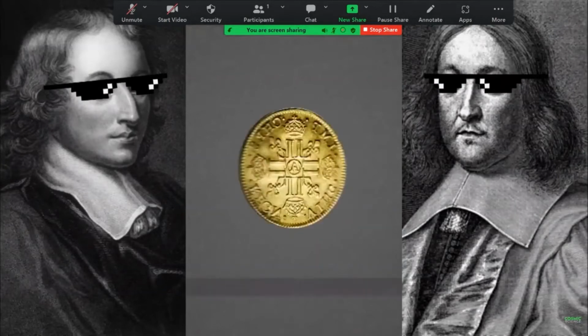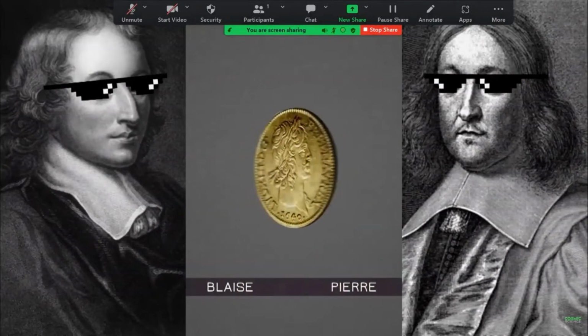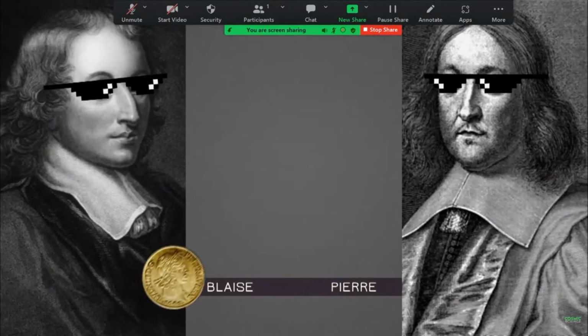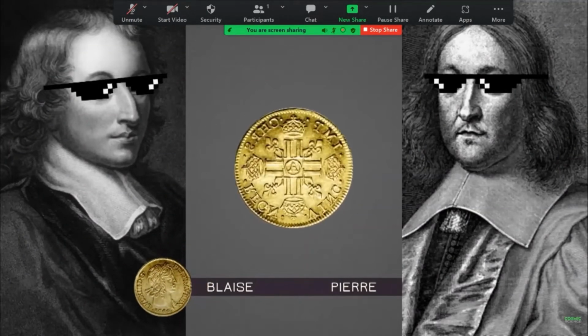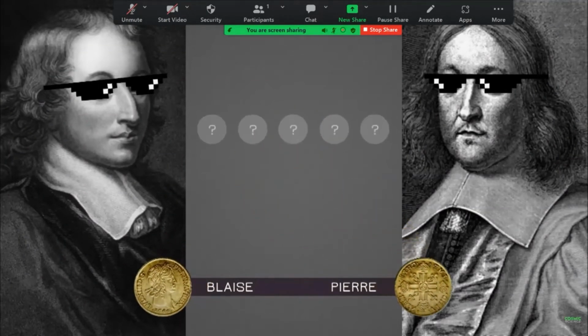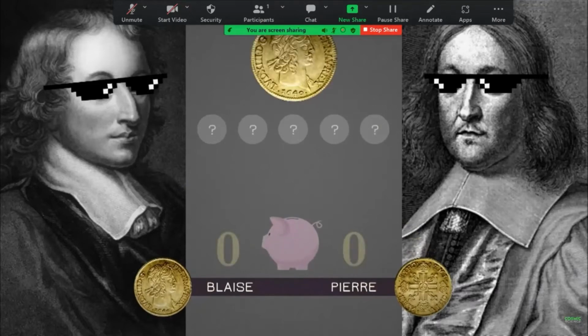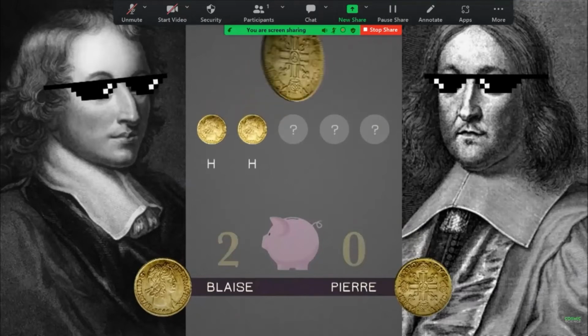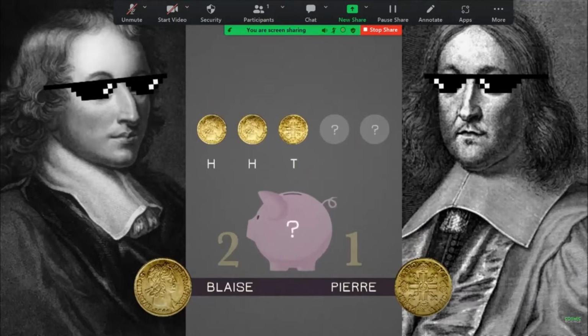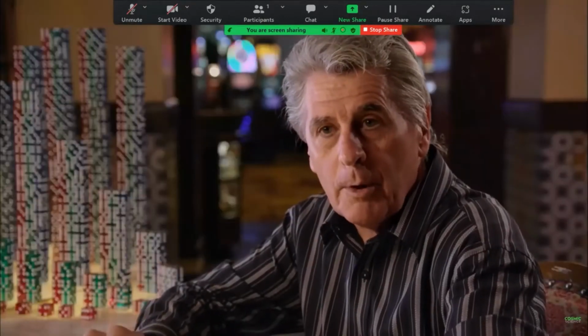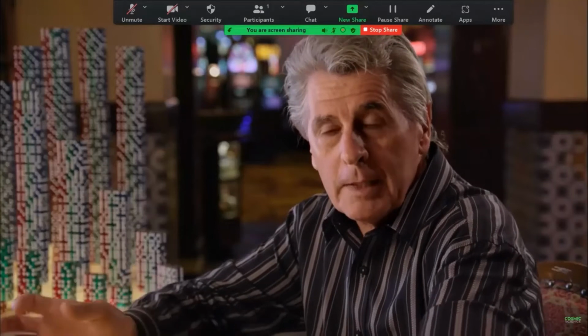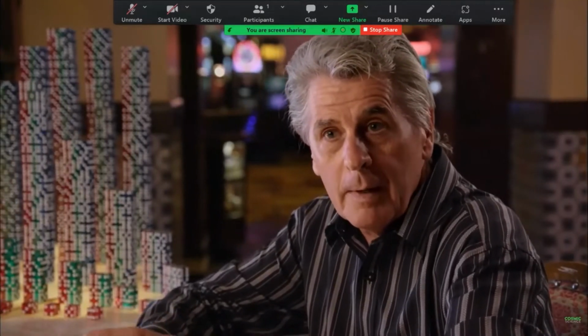Two players, let's call them Blaise and Pierre, are flipping a coin. Blaise has chosen heads and Pierre tails. The game is the best of 5 flips, and each has put money into the pot. They flip the coin 3 times, and Blaise is ahead 2-1. But then the game is interrupted. What is the fair way to split the pot? The question is, how do they divide up the pots so that it's fair to what might have happened if they'd been able to complete the game?